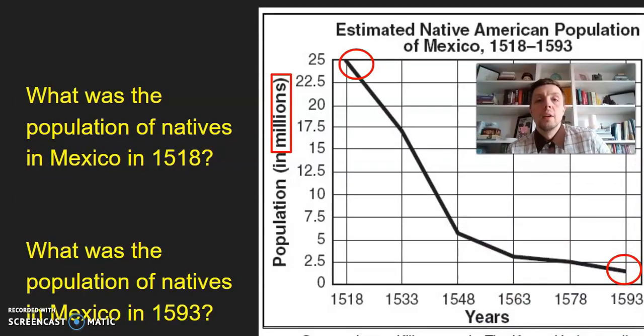On this slide, you can see the graph that shows the population of the indigenous people of Mexico in 1518, so we can see 1518 here, their population in millions was over 25 million. By the year 1593, their population had fallen to below 2.5 million. So as I said, a death rate of over 20 million people.